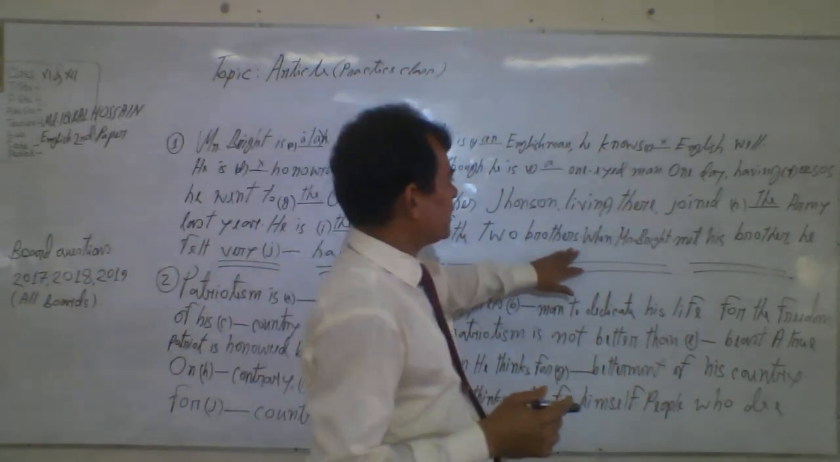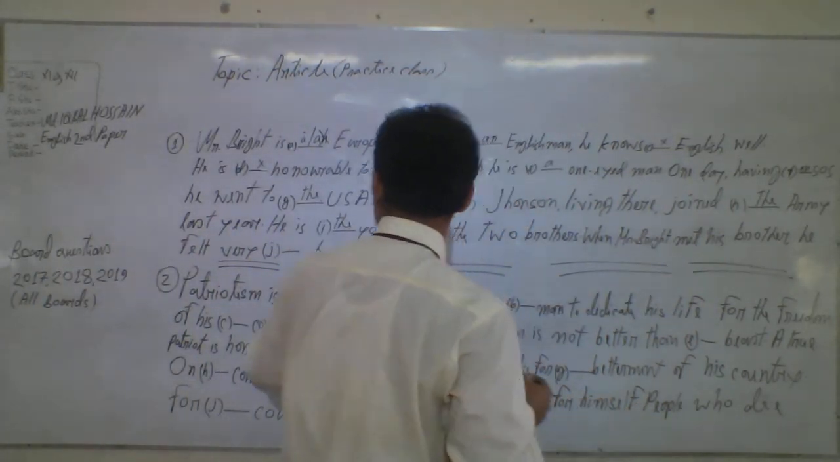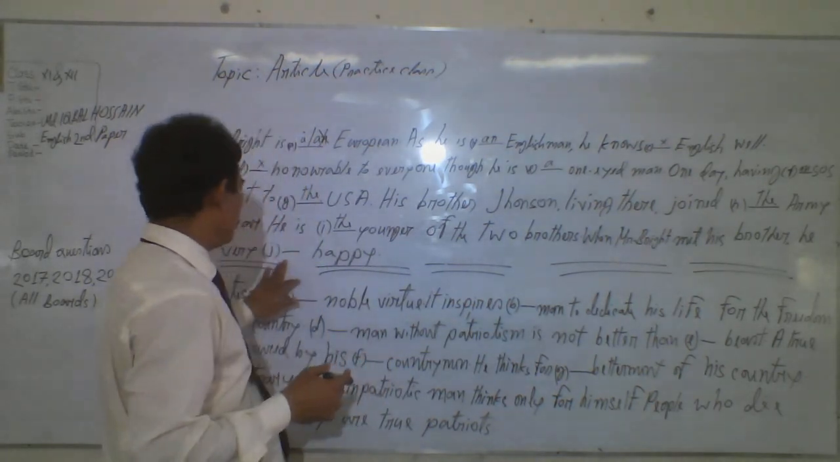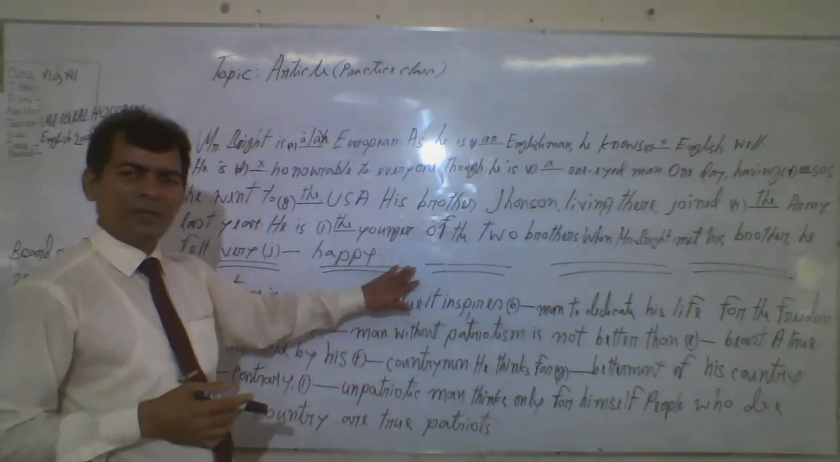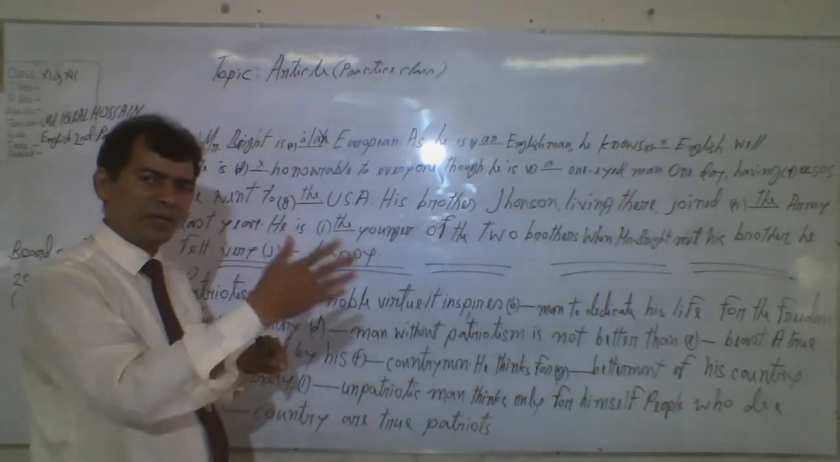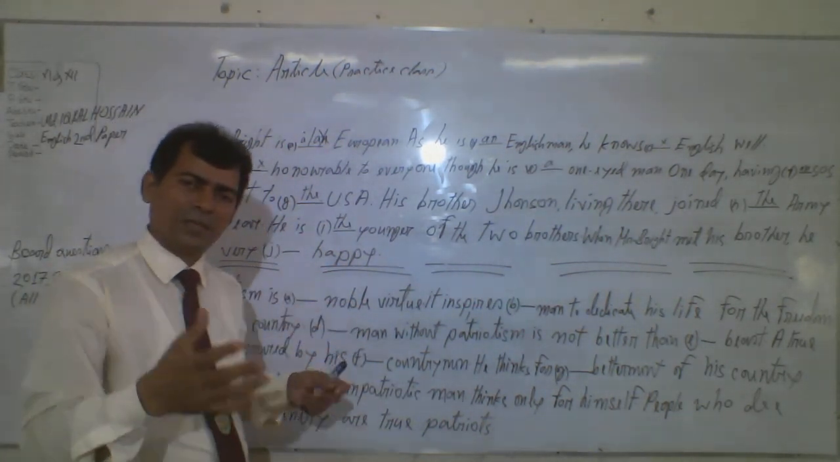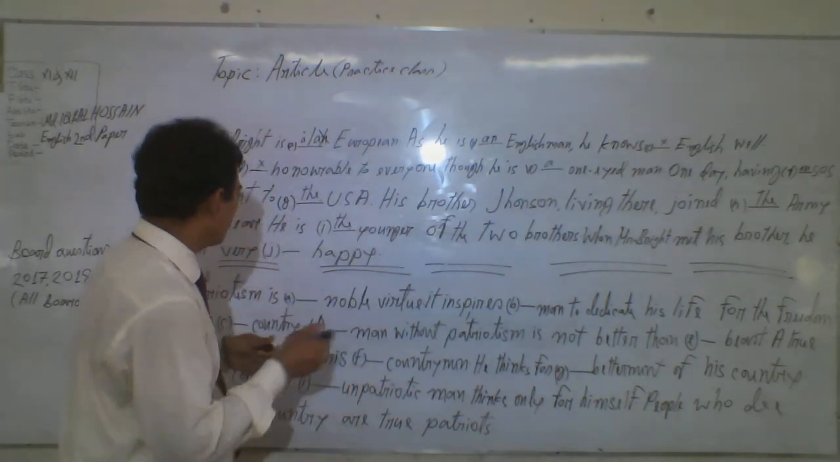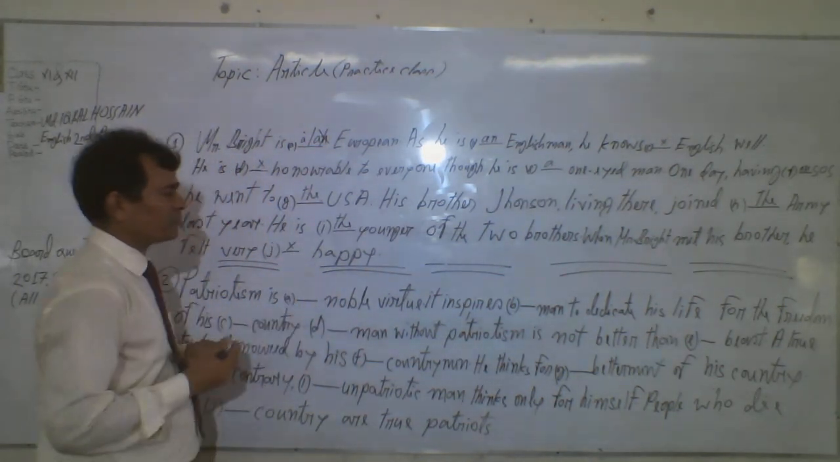When Mr. Bright met his brother, he felt very happy. You see, after the determiner "very," we cannot use any article, as I have already told you in the rules of articles in my classes. So we should put "it was" here.